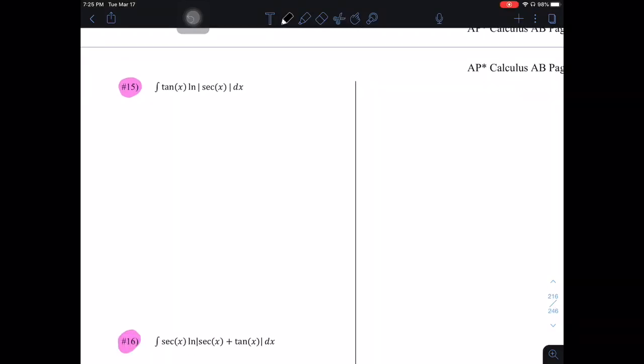This is AP Calculus AB. This is homework 7.2 part 3. I've been asked to do a few of these problems for y'all. I'm going to do 15, 16, and 18.